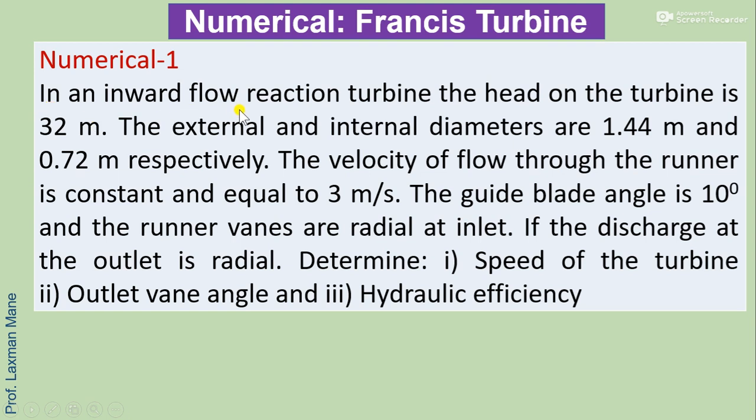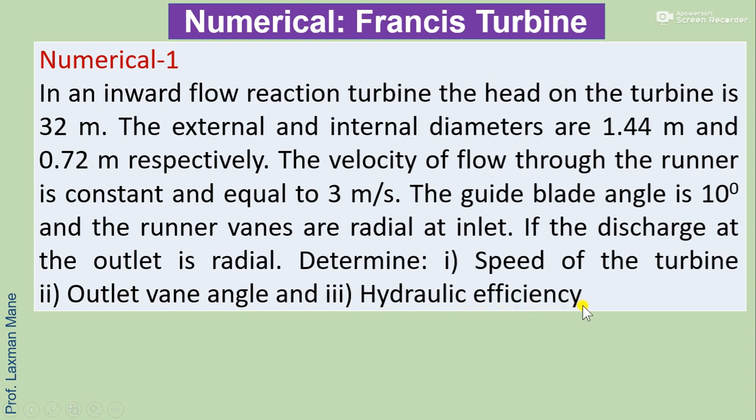In an inward flow reaction turbine, the head on the turbine is 32 meter. The external and internal diameters are 1.44 meter and 0.72 meter. Velocity of flow through the runner is constant and equal to 3 meter per second. Guide blade angle is 10 degree. Runner vanes are radial at inlet. If the discharge at outlet is radial, determine speed of the turbine, outlet vane angle and hydraulic efficiency.